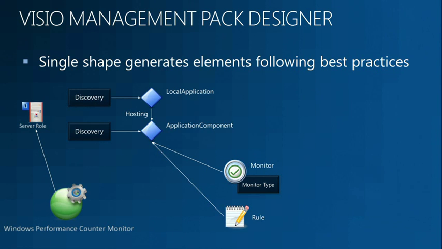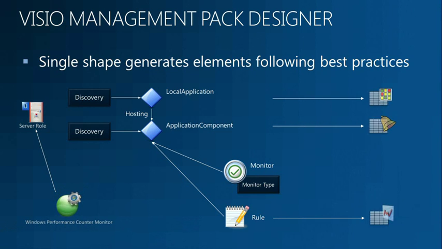If I tell it I also want to do some collection, it's going to create a rule for me and apply those to the new class that's being monitored. In addition to that, it's going to give me a view for each one. I'm going to get a state view that shows me the state of the new classes that I'm discovering. It's going to give me an alert view for any alerts generated by those classes. It's going to give me a performance view.